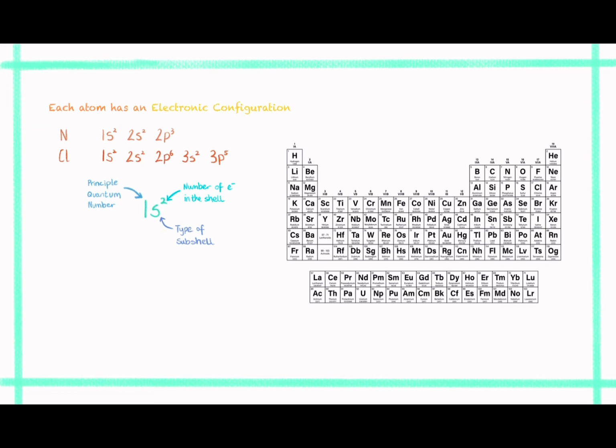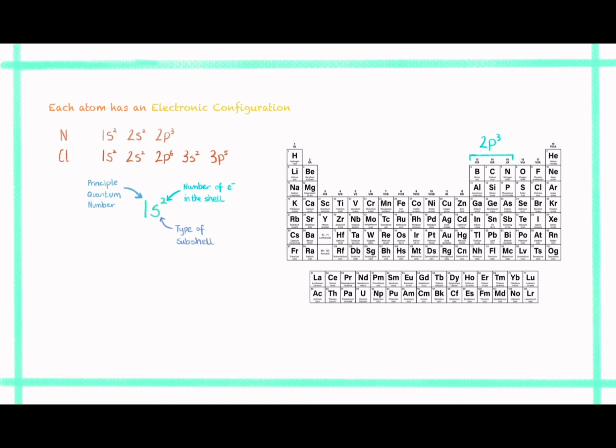Let's practice with nitrogen. The first period has a principal quantum number of 1, and there are 2 electrons, so it will be 1s2. We then go down. In the second energy level, there are 2 electrons in the S shell, so it will be 2s2. N is located at the 3rd position in the P shell, so it will be 2p3.